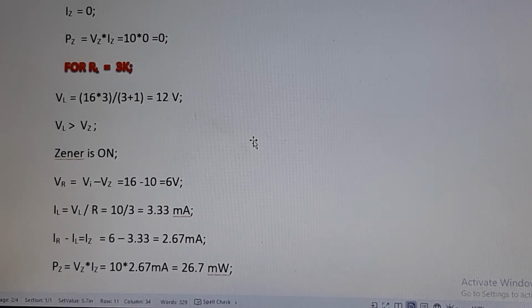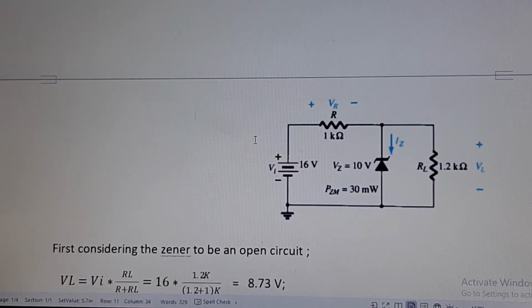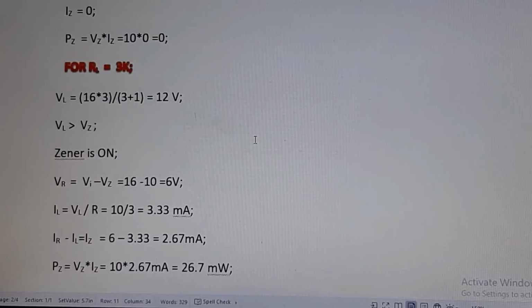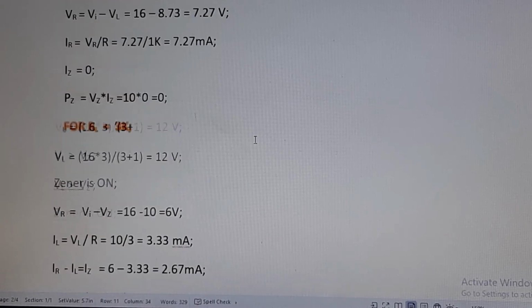Now VR will be Vi minus Vz, and we can see it from the KVL. VR is equal to Vi minus Vz, which is 16 minus 10 volt, that is 6 volt, and IL in this case will be VL by RL, that is 3.3 milliampere. And as the Zener diode is on, there will be current through the Zener diode, and it will be IZ.